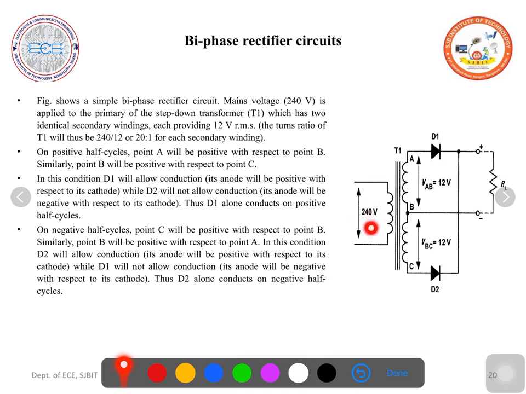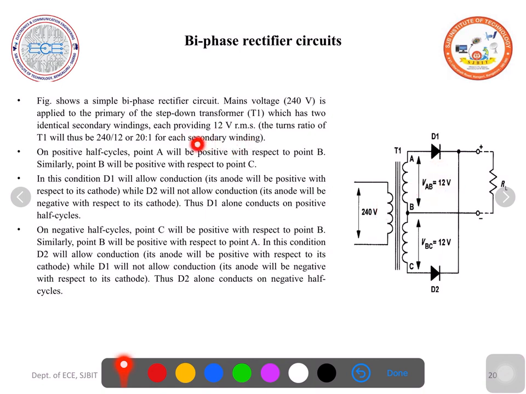The mains voltage, let us assume 240 volts, is applied to the primary of the step down transformer T1, which has two identical secondary windings. So the name biphase. Two identical secondary windings, each providing 12 volts. In the upper half we get 12, here in the bottom half also 12 volts. So what may be the turns ratio of this? 240 by 12, it is 20:1 for each secondary winding.